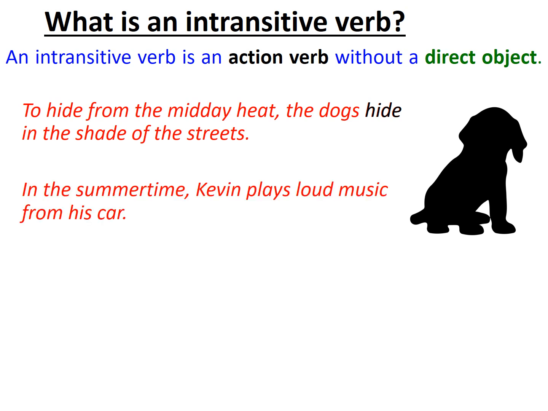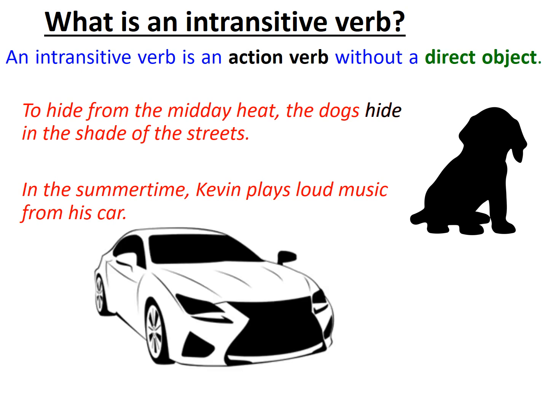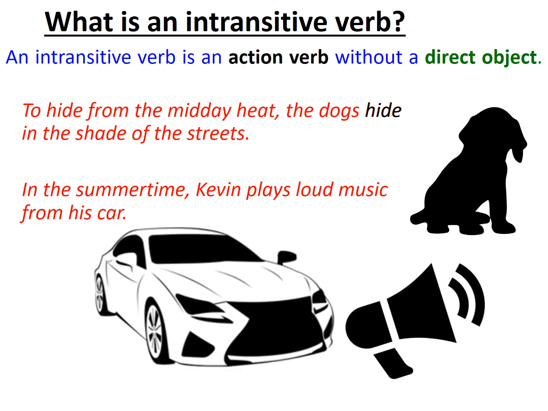In the summertime, Kevin plays loud music from his car. In that sentence, the verb plays is the intransitive verb. We have no reference in this sentence of the recipient of the noise from his car. So just to clarify, an intransitive verb never has a direct recipient or receiver of the action of the sentence.